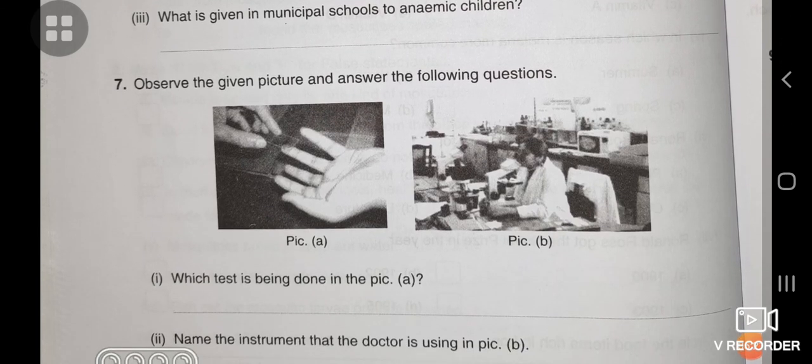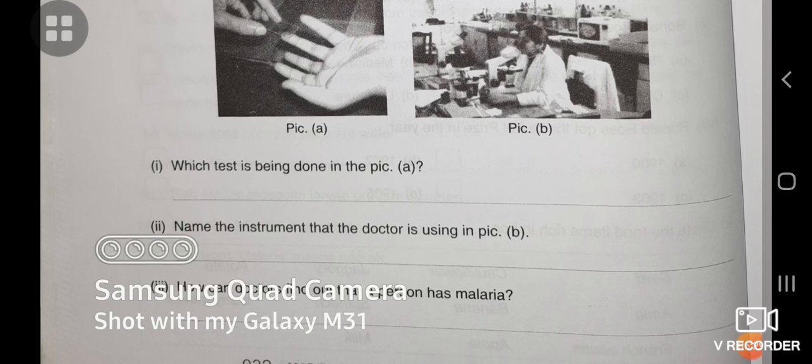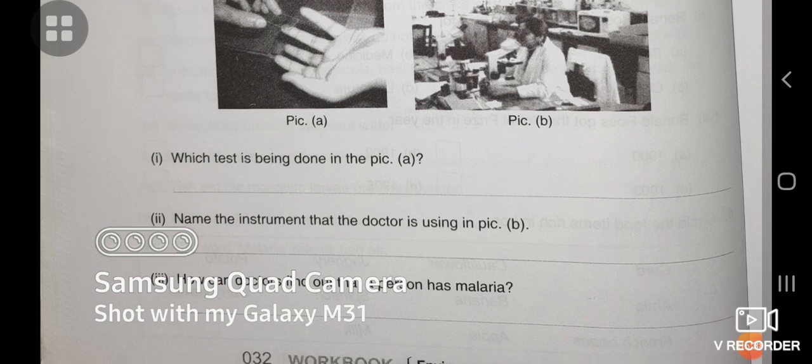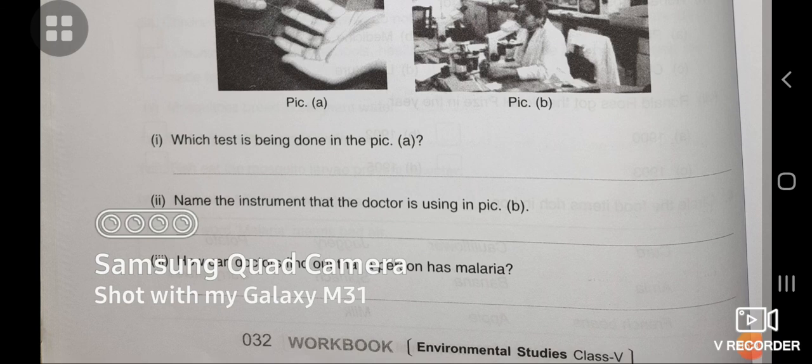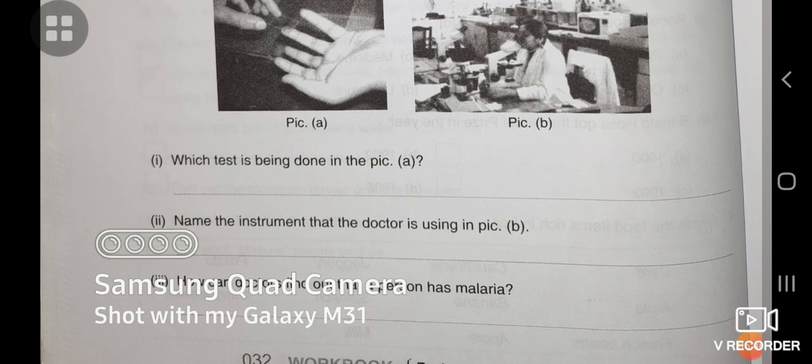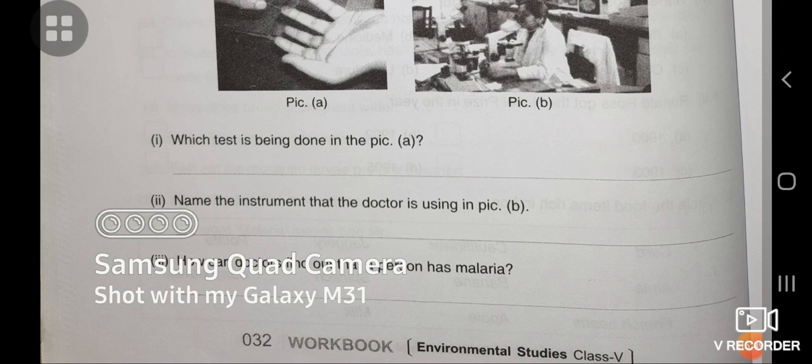Observe the given picture and answer the following questions. These pictures are from your book. Which test is being done in pic A? Name the instrument that the doctor is using in pic B. And the last one is, how can we come to know that the person has malaria?